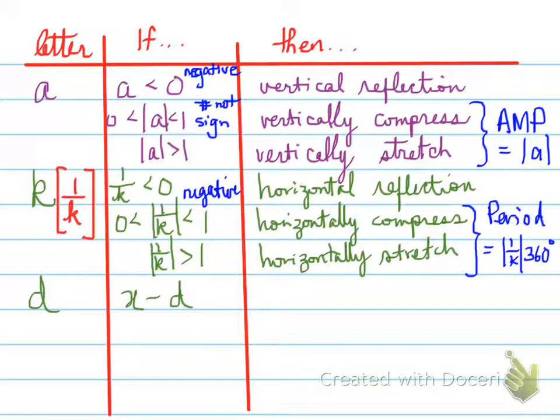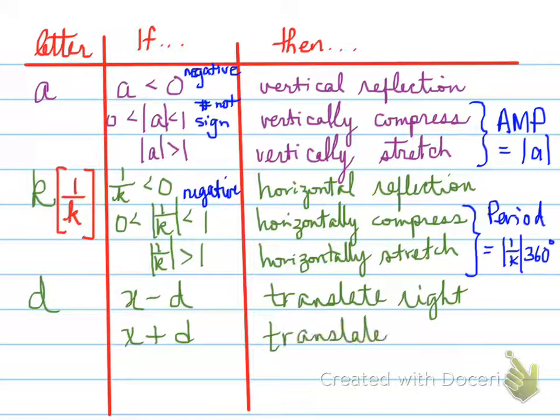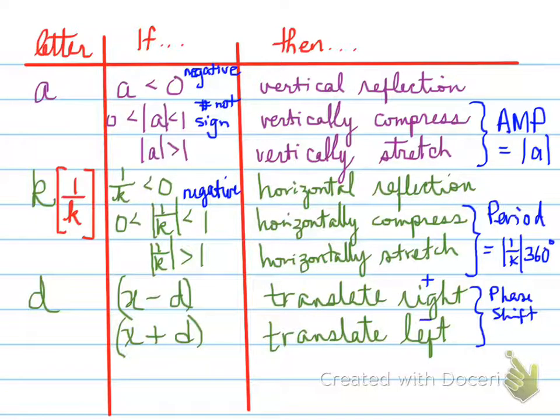That would be x minus d inside the brackets. If you see x minus d inside the brackets, we would say it translates right. If you see x plus d inside the brackets, it means that it translates left. Now again, that affects something of our graph. Looking over here, we're looking at x minus d or x plus d being inside the brackets. It translates right, so positive, a certain number of units, or translates left, negative, a certain number of units.